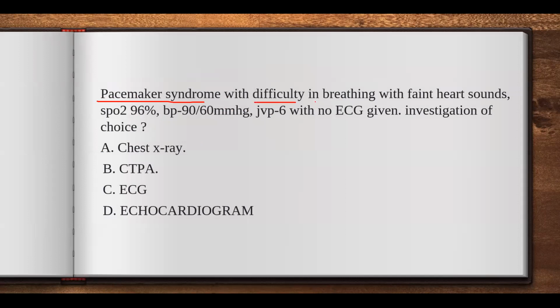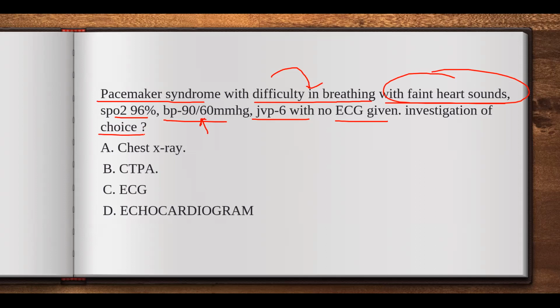Pacemaker syndrome with difficulty in breathing, with faint heart sound. So actually, what happened in here? You inserted a pacemaker in a patient, and the patient started to have shortness of breath or difficulty in breathing, and there is faint heart sound. SpO2 saturation is okay, blood pressure 90/60 not good, so hypotension. JVP is elevated with no ECG given. What is the investigation of choice?